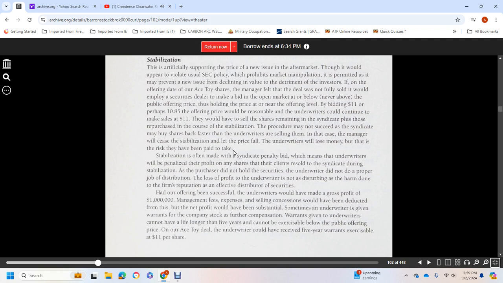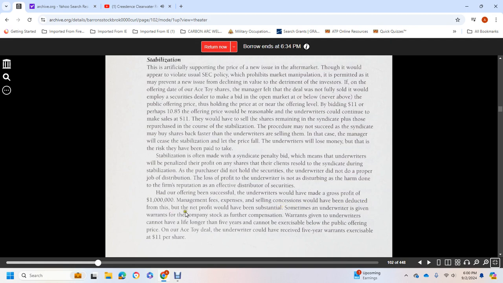Stabilization is often supported by the syndicate penalty bid, which means the underwriters will be penalized their profit on any shares of the clients resold to the syndicate during the stabilization. As the purchaser did not hold the securities, the underwriter did not do a proper job of distribution. Beyond the loss of profit, underwriters face harm done to the firm's reputation, affecting their distribution of securities. Had the offering been successful, underwriters would have had a gross profit of $1 million. Management fees, expenses, and selling concessions would have been deducted from this, but net profit would have been substantial.